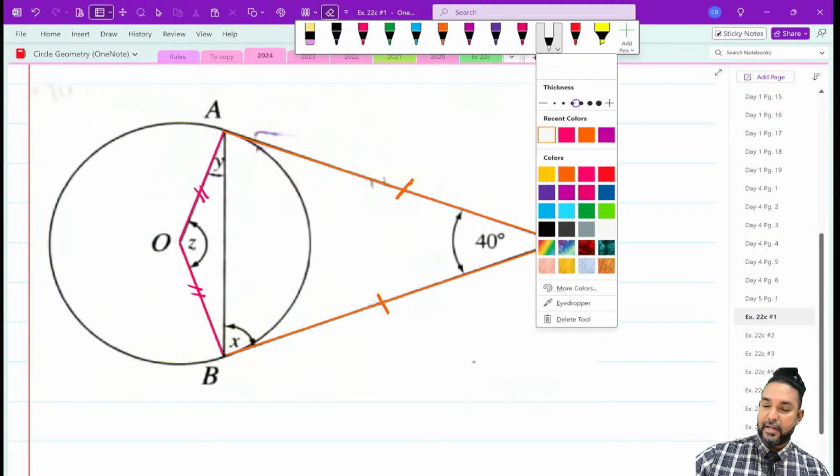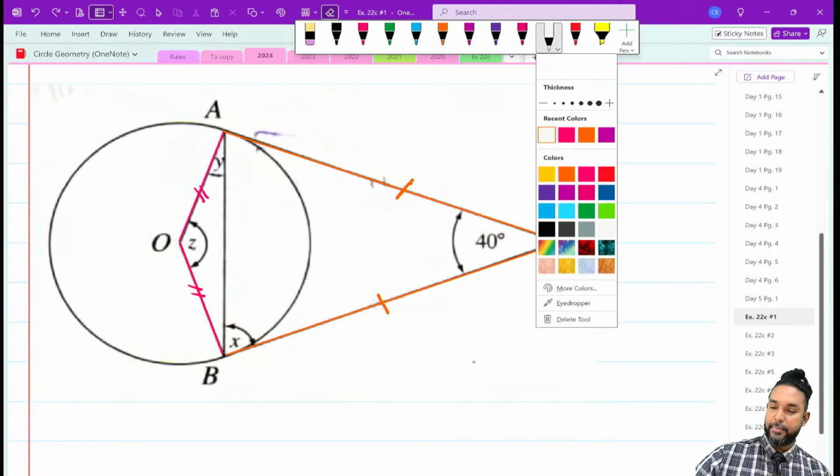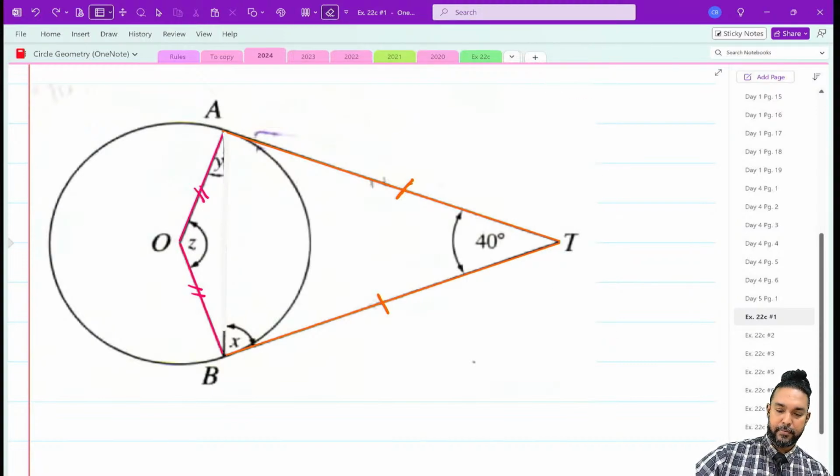Now, let me see if I can disappear this line here. Let me use a slightly heavier weight on the pen. Right, that's good. What do we know about the angle 40 and the angle at O, they add up to what? 180 degrees.